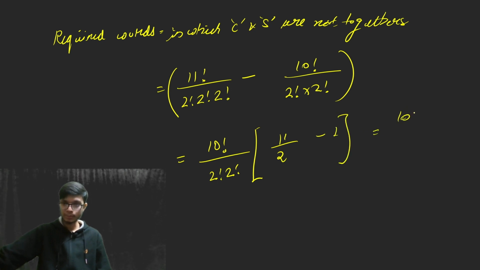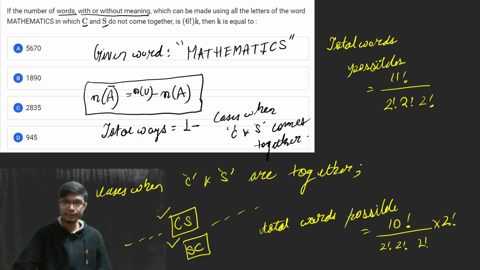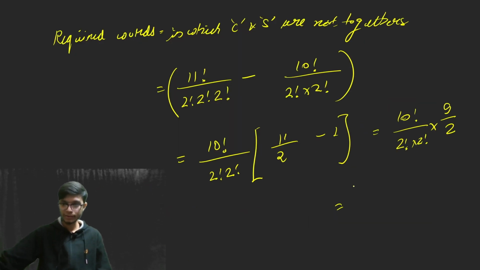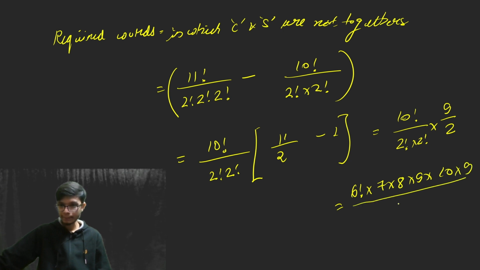Okay, so from here this will be 10 factorial divided by 2 factorial into 2 factorial into, and this particular result will be giving as 9 by 2. So from here if you can solve this, it is said in the answer that the total cases are basically 6 factorial times k. So from here we have to group as, so this is 6 factorial into 7 into 8 into 9 into 10 into again a 9, and divided by, so there is 2 into 2 into 2, so that is 8.